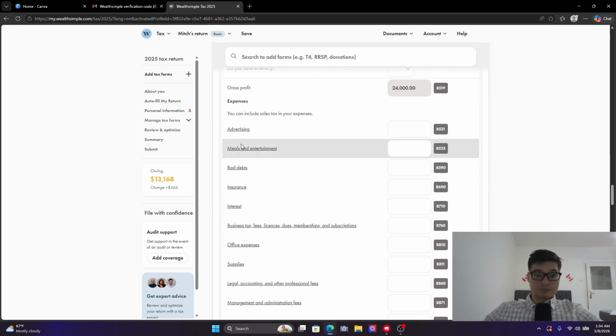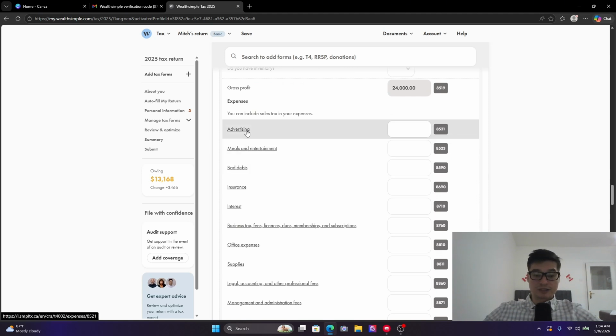Now, when you go down to your expenses, here are all the expenses listed that you may or may not have incurred for your business. You can only include expenses related to business income. So all of these expenses must be for the purposes of your business. So advertising, if you had advertising expenses, you can input that amount. Maybe you had $500 of advertisement. That can be running Facebook ads, any type of advertisement that you spend money on.